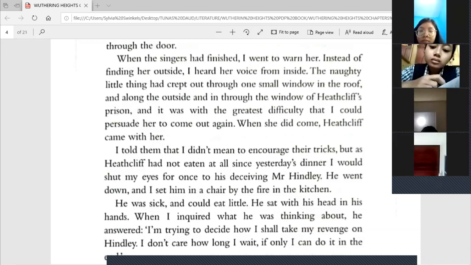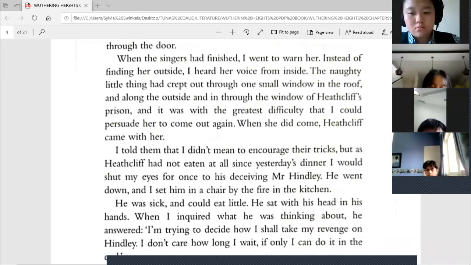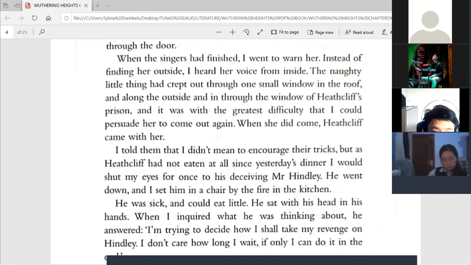He was sick and could eat little, he said, with his head in his hand. We inquired what he was thinking about. And he said, I am trying to decide how I shall take my revenge on Hindley. I do not care how long I wait, if only I can do it in the end.